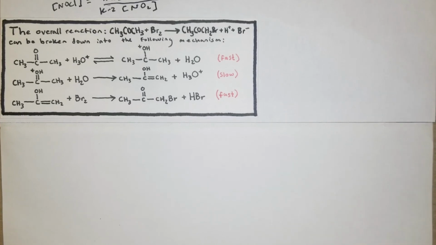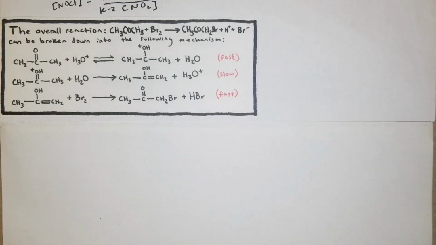This is going to be the next problem here. The overall reaction, CH3COCH3 plus Br2, is going to yield CH3COCH2Br plus H plus Br minus. And it can be broken down into the following mechanism.